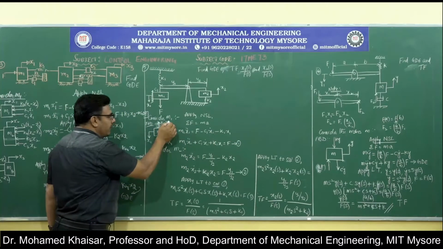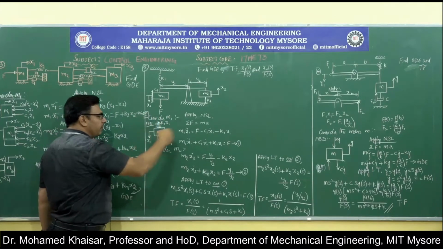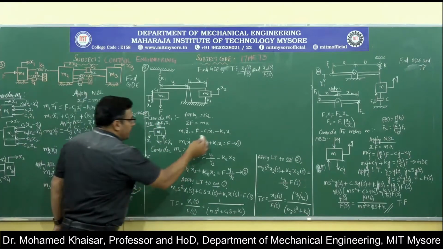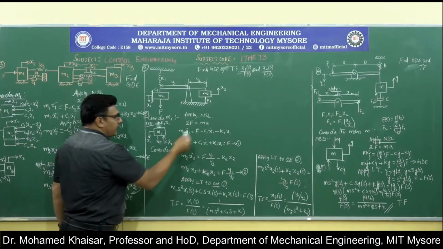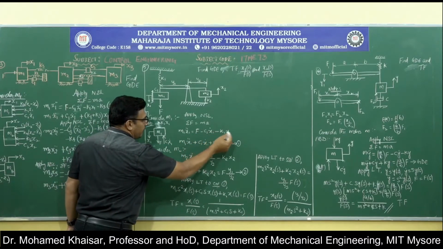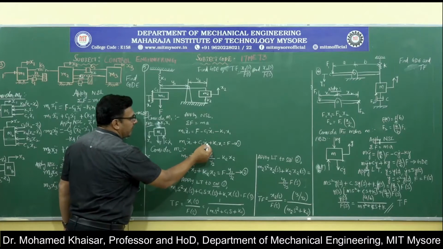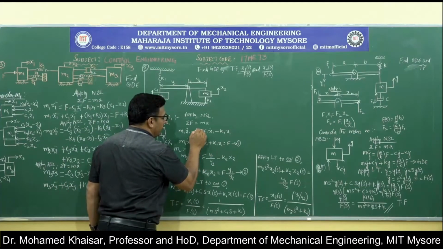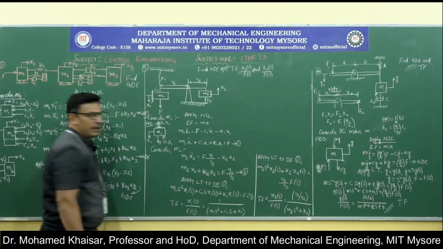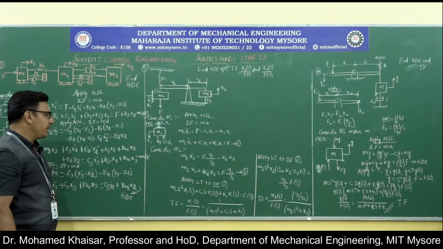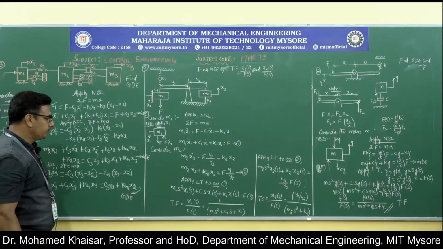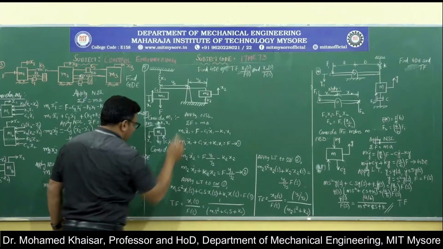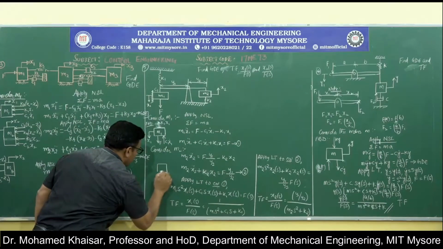Then k1 x1 is in the direction opposite to the displacement. So, minus k1 x1. Now, bring all x1 terms onto the left hand side. See, minus c1 x1 dot minus k1 x1 becomes plus c1 x1 dot plus k1 x1, that is equal to, we will be left with only F on the right hand side. Call that equation 1. Then consider mass m2.